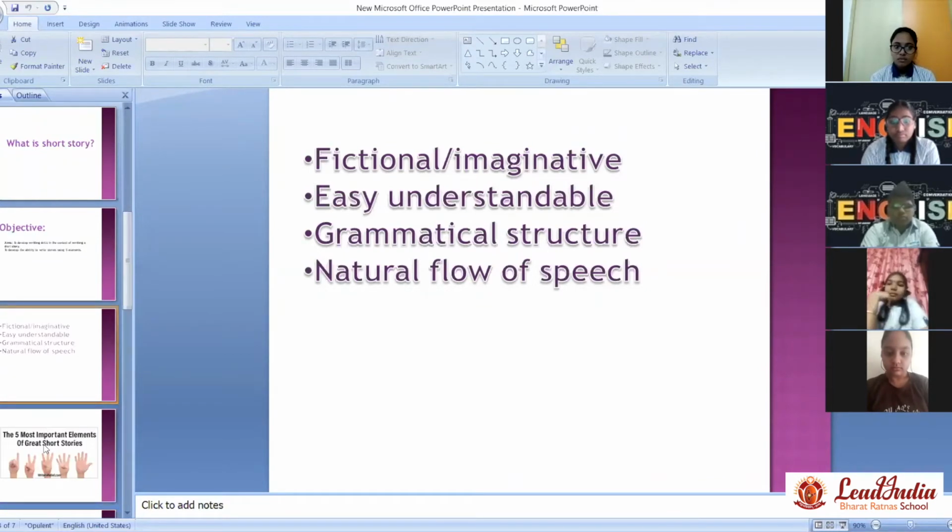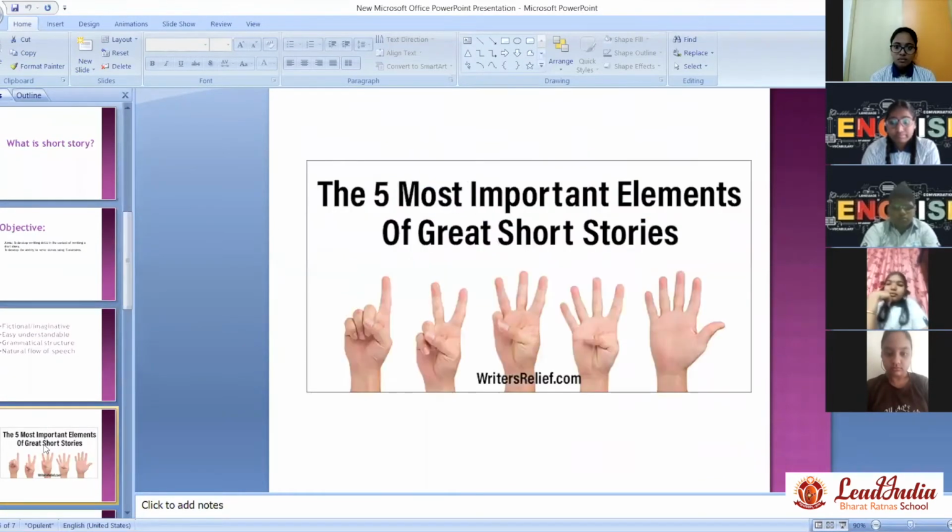Now let's step into what our objective is. What are we looking forward to? We are looking for 5 important elements of great short story writing. What are these 5 elements? When we look for a story, first we need something called a theme. Based on what the story is moving around, that is the first thing.